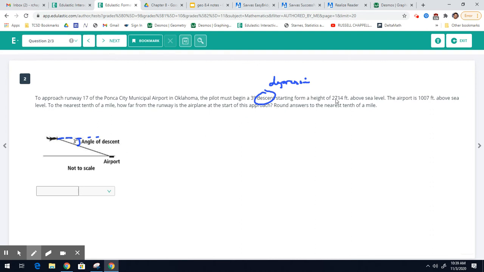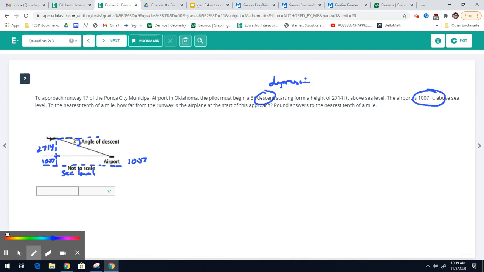Now, it says that you are 2,714 feet above sea level. So this height right here is 2,714. However, it's not, because that's the height above sea level. It actually goes down here, and this is tricky, to where sea level is. Because it says here, this extra information, the airport is 1,007 feet above sea level. So the airport itself, this height is 1,007. It's like the eye level question, right? So this 1,007 is also over here.